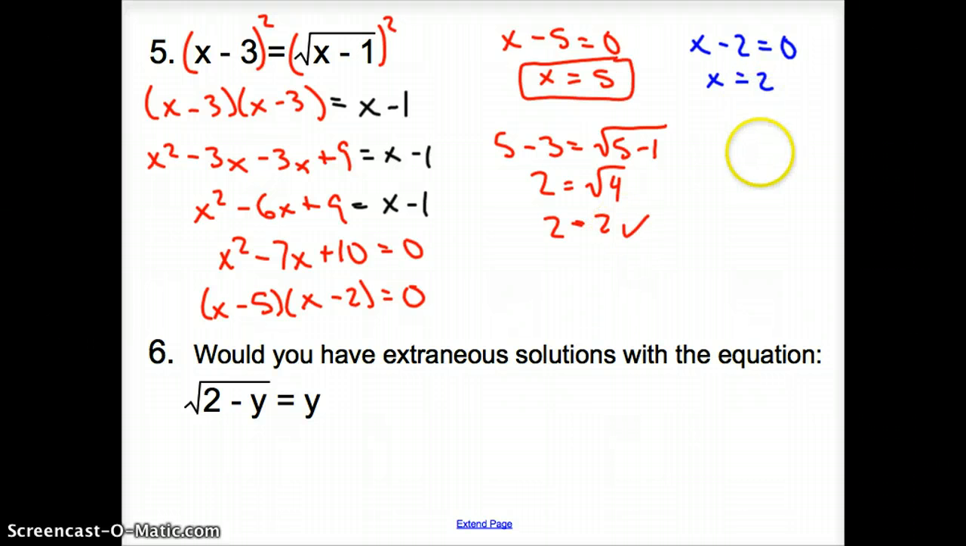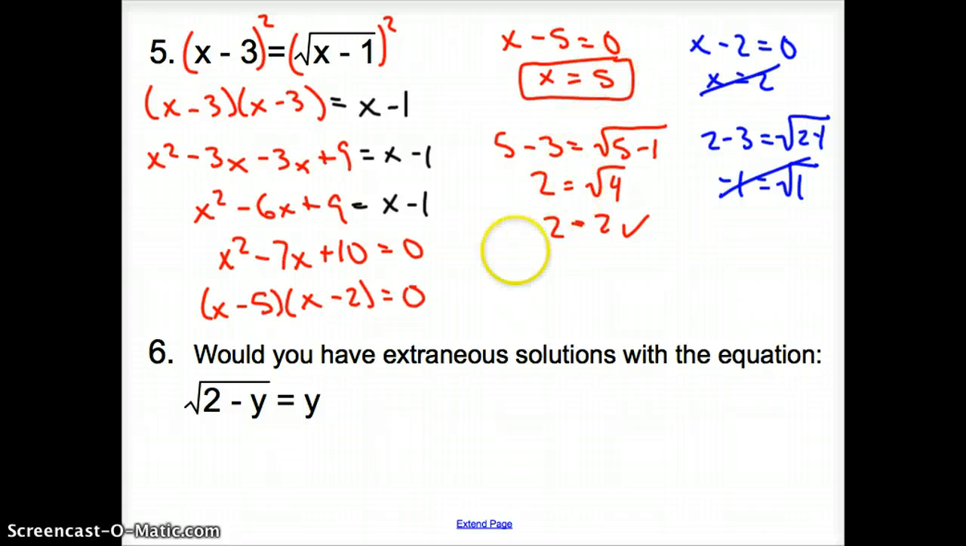Let's try just a 2. Here we have 2 minus 3. That's going to equal the square root of 2 minus 1. Here we come up with negative 1 on one side, and on the other side, we come up with the square root of 1. Does the square root of 1 equal negative 1? It does not. So x does not equal 2. So our only solution is x equals 5.